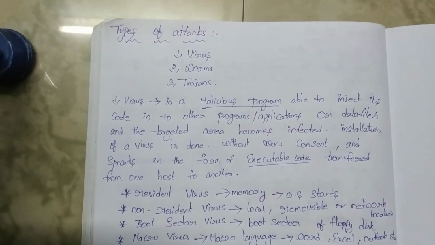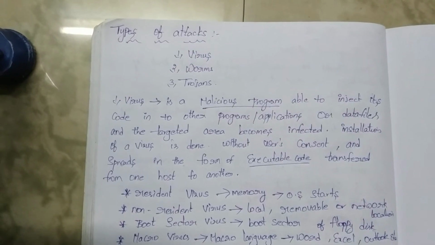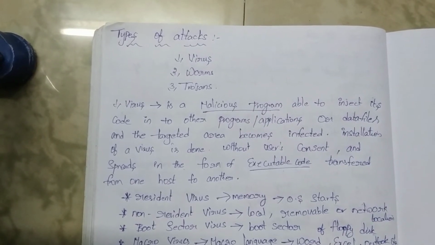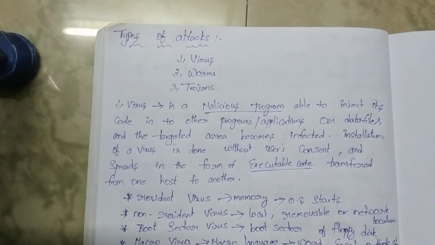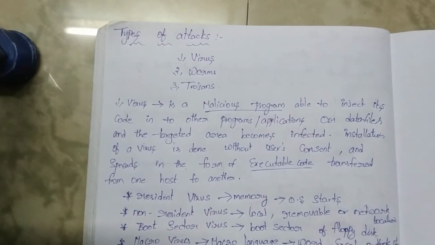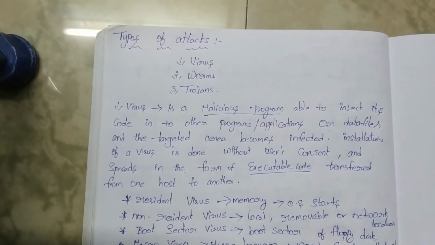Today I'm here to talk about the topic, the types of attacks. In that there are three types of attacks. The first one is virus, the second one is worms, and the third one is trojans. Let's discuss the first topic, that is virus.